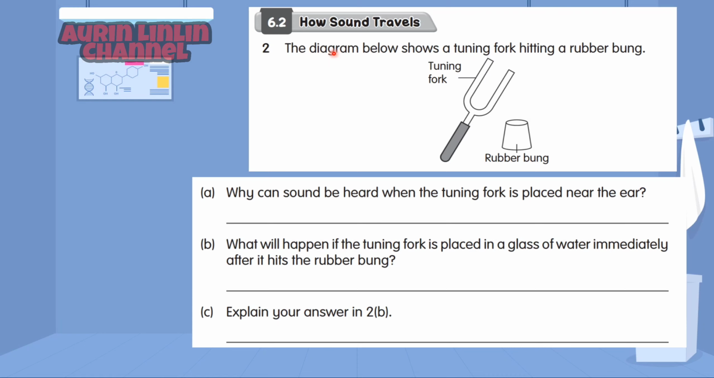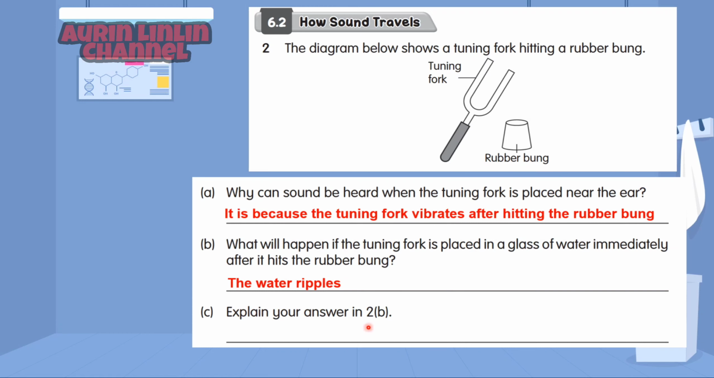Part 2. How sound travels. The diagram below shows a tuning fork hitting a rubber bung. A. Why can't sound be heard when the tuning fork is placed near the ear? It is because the tuning fork vibrates after hitting the rubber bung. B. What will happen if the tuning fork is placed in a glass of water immediately after it hits the rubber bung? The water ripples. C. Explain your answer in 2B. This is because the sound travels through the water.